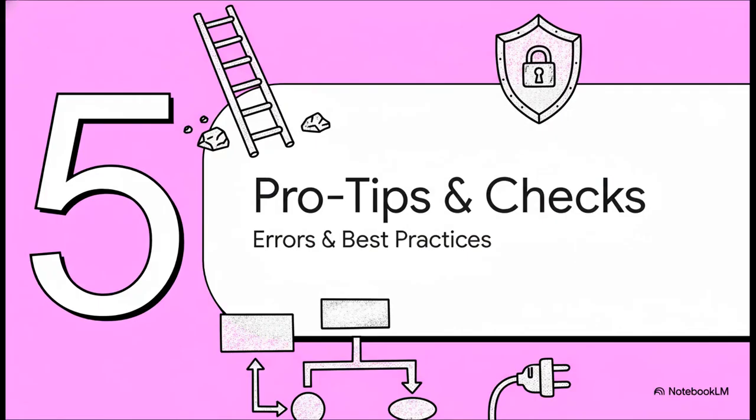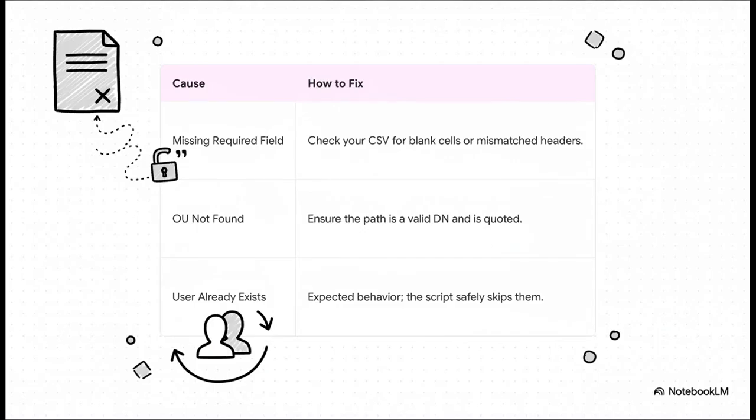Okay, so you've basically mastered the core process. Let's wrap up with a few pro tips. We'll look at a couple of common things that might trip you up and how to fix them, and then we'll cover some security best practices that take this from just being a quick script to a truly professional, compliant process. If something does go wrong, chances are it's one of these three things. You've got a blank cell or a typo in your CSV headers, your OU path is wrong or you forgot the quotes, or the user already exists. The first two are just quick data fixes. And that last one? That's not even an error. That's the script working exactly like it's supposed to, safely skipping duplicates for you.